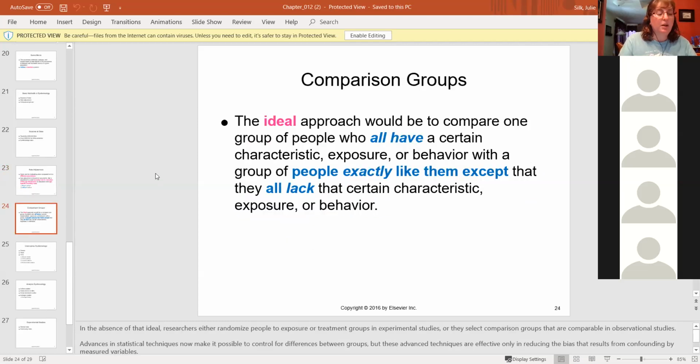All right, and then this talks about comparison groups. In the absence of the ideal, researchers either randomize people to exposure or treatment groups in experimental studies, or they select comparison groups that are comparable in observational studies. Advances in statistical techniques now make it possible to control for differences between groups, but these advanced techniques are effective only in reducing the bias that results from confounding by measured variables.